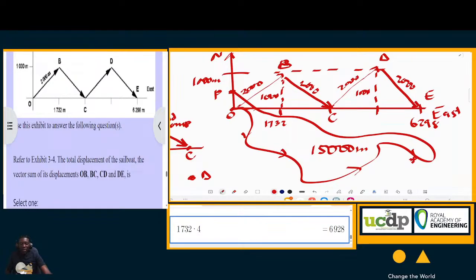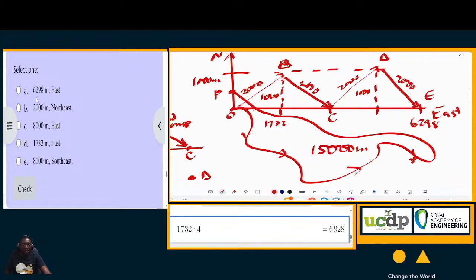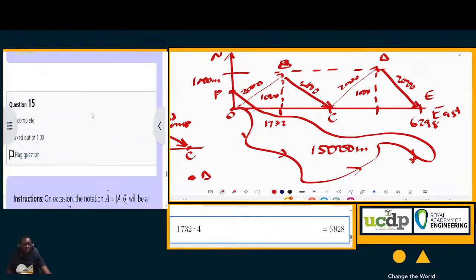That's fine. So we're back to the question similar to the previous. So this one is 6298 East. We'll just choose A. So 8000 is there to distract you. This is a distractor. Don't fall for this trap. So C is out. 2000 is not correct because it doesn't get as far as point E. 1732 East ends midway. 8000 Southeast is also wrong. So our best answer is, that's our best shot, 6298 East.